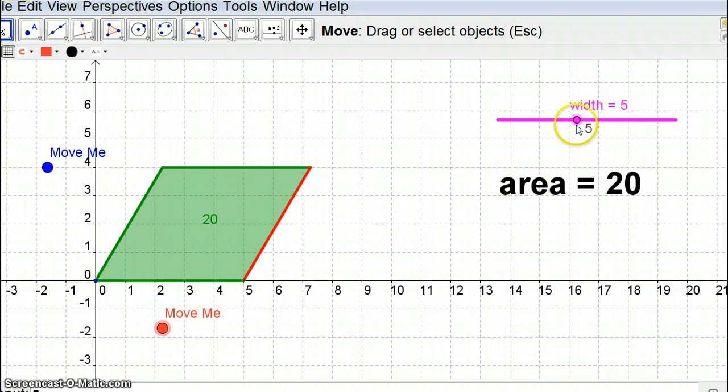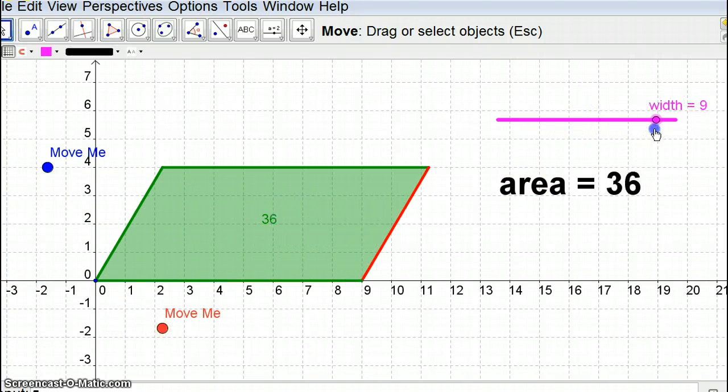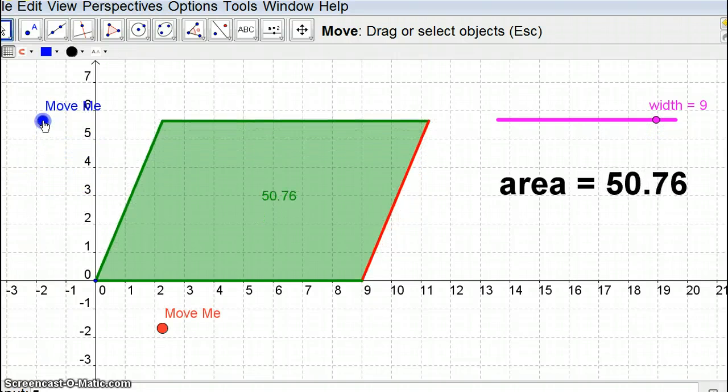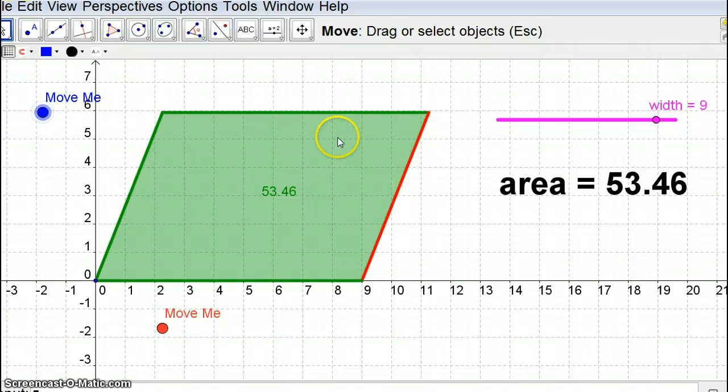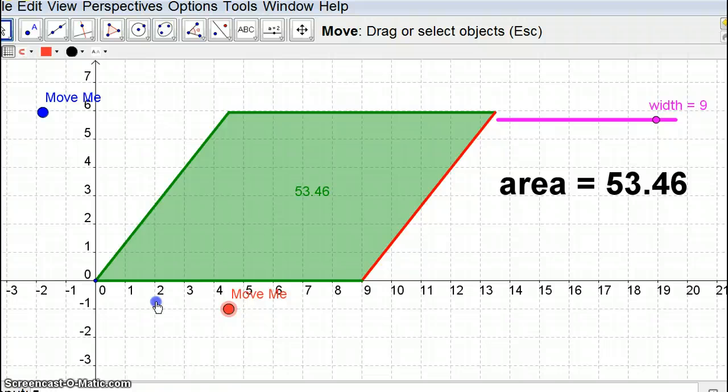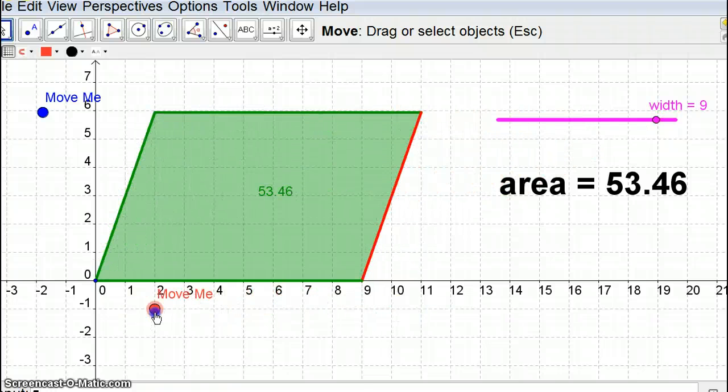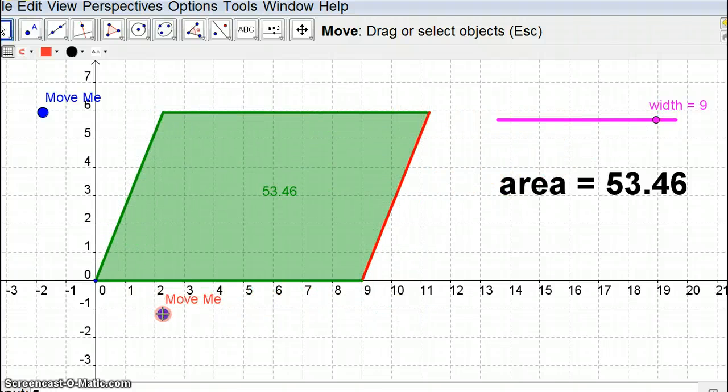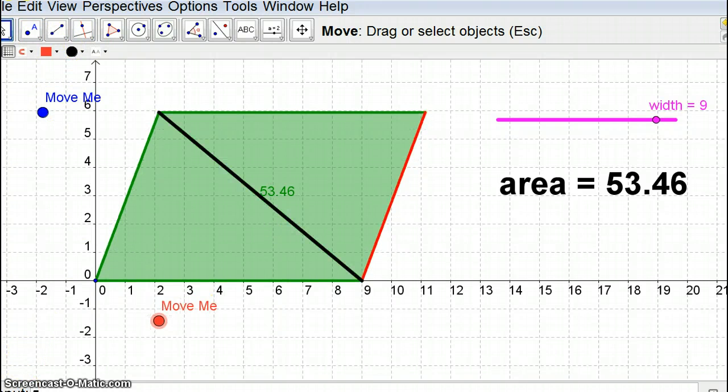Okay? If I was to make it wider, then of course the area gets bigger. And if I was to make it taller, of course the area gets bigger. Okay? But this way, the area stays the same. Okay? Now, I'll just pause for a minute.